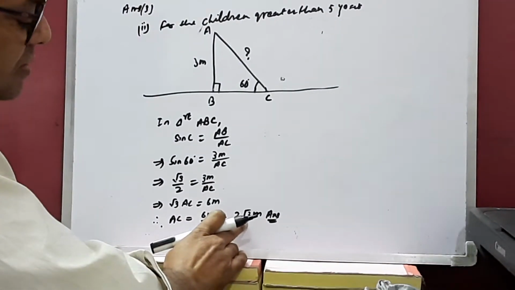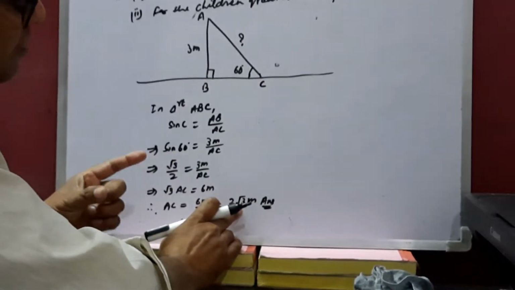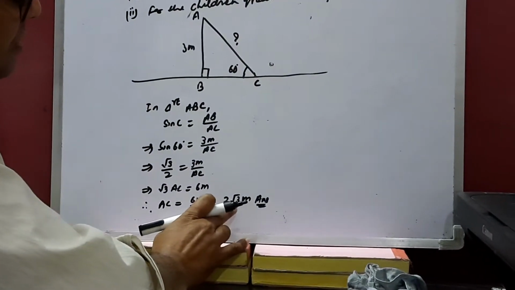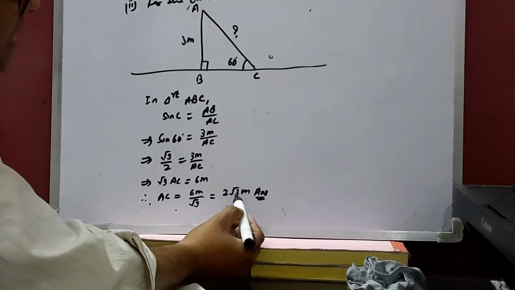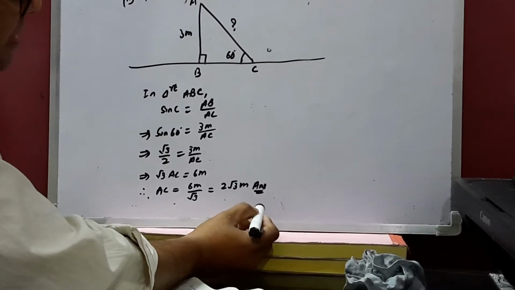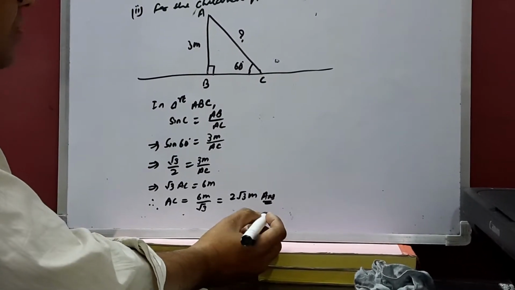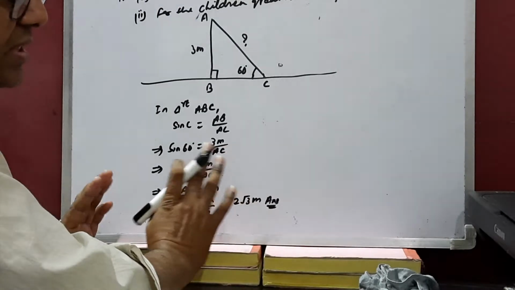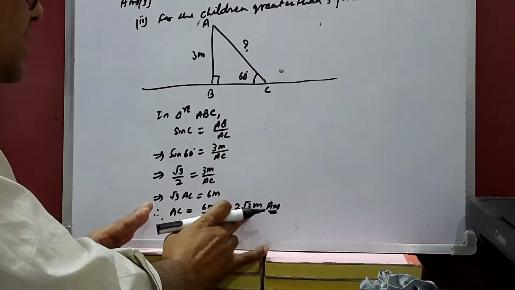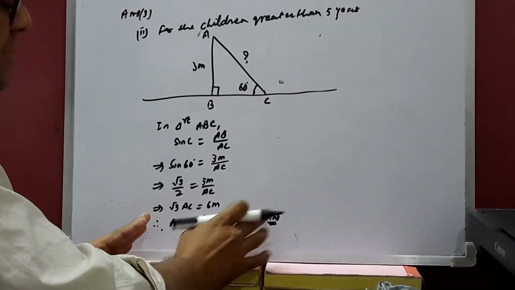If value of root 3 is given to you, you will substitute the value of root 3 here and multiply that value by 2, and you will write the answer here. But if no information about the value of root 3 is given to you, then it's not necessary to write the value of root 3. This is the answer.